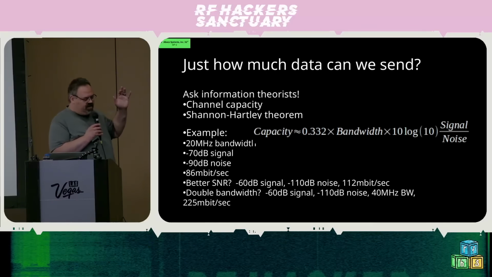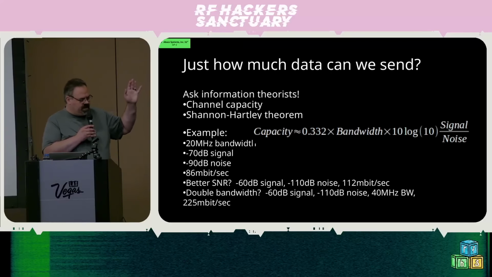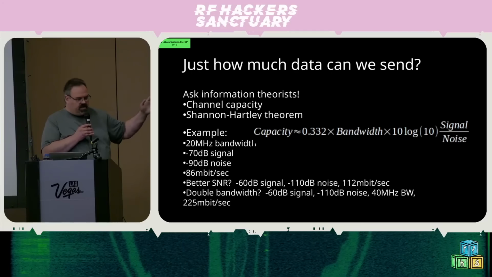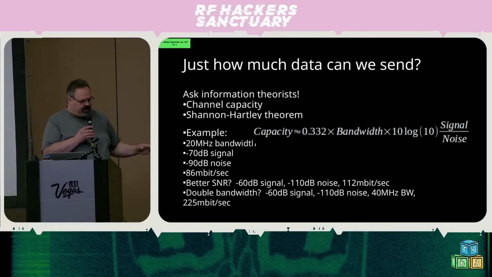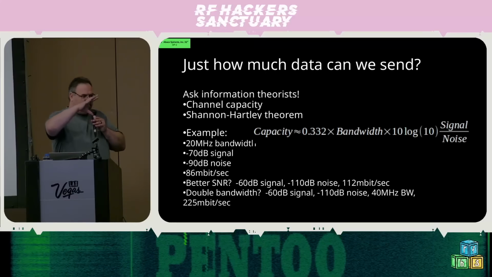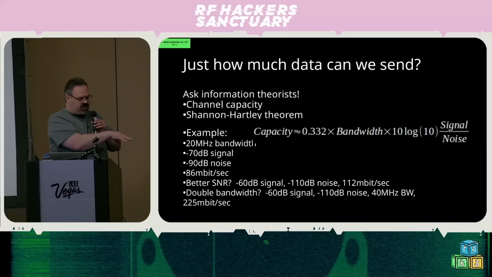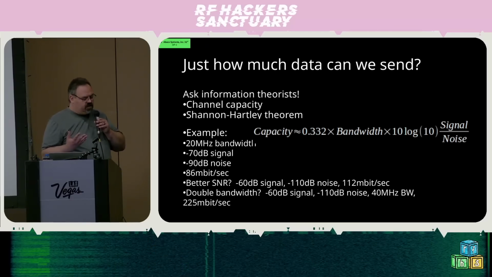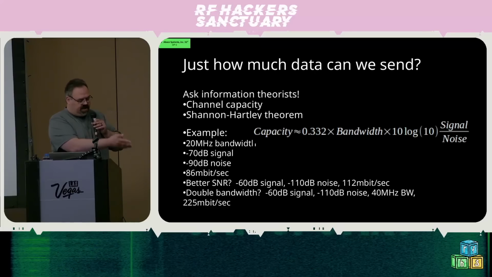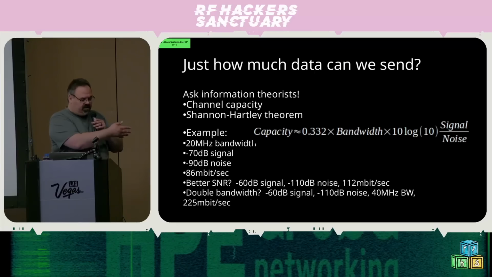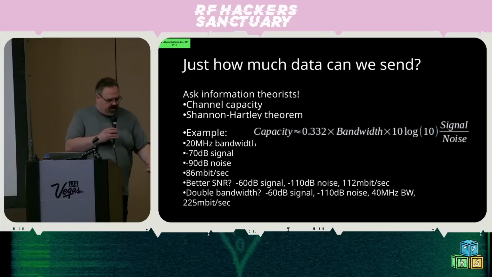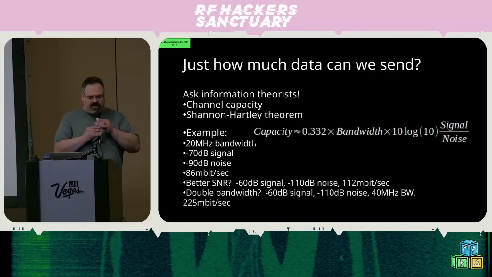So let's say we have a 20 megahertz bandwidth signal. The signal strength is received at negative dBm. The noise floor is at negative 90 dBm. If I did the math right, that means we get a maximum theoretical capacity of that channel of 86 megabits per second. If we improve the signal to noise ratio, we can get it to, let's say, negative 60 dB signal, negative 110 dB noise, 112 megabits per second. If we double the bandwidth of that, we get 225 megabits per second.